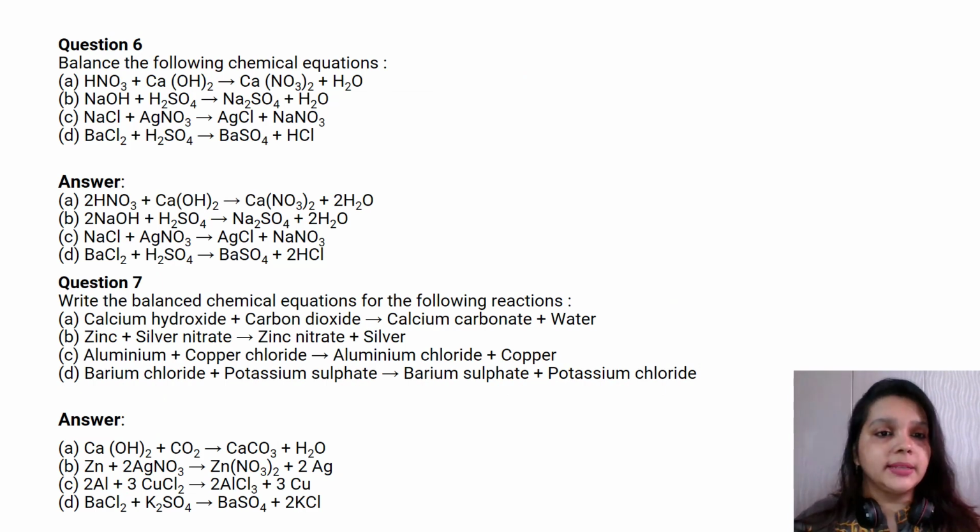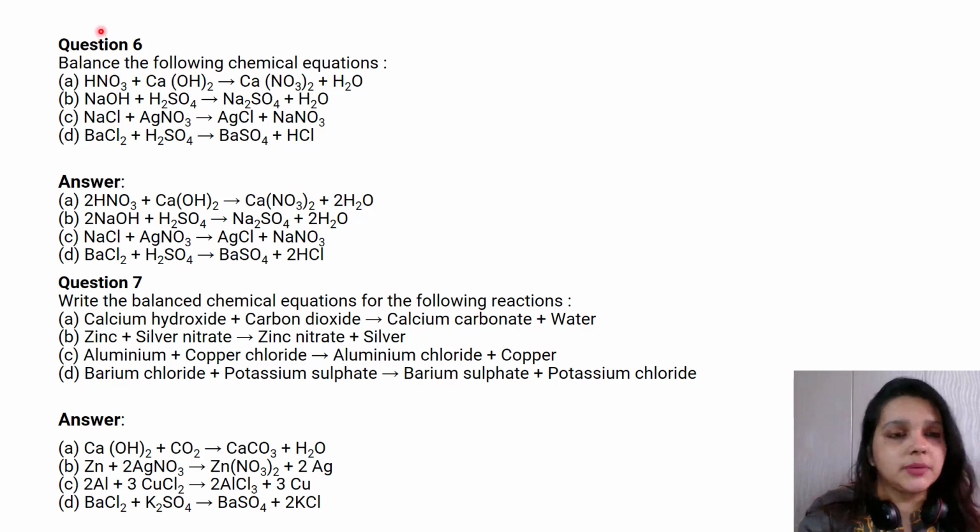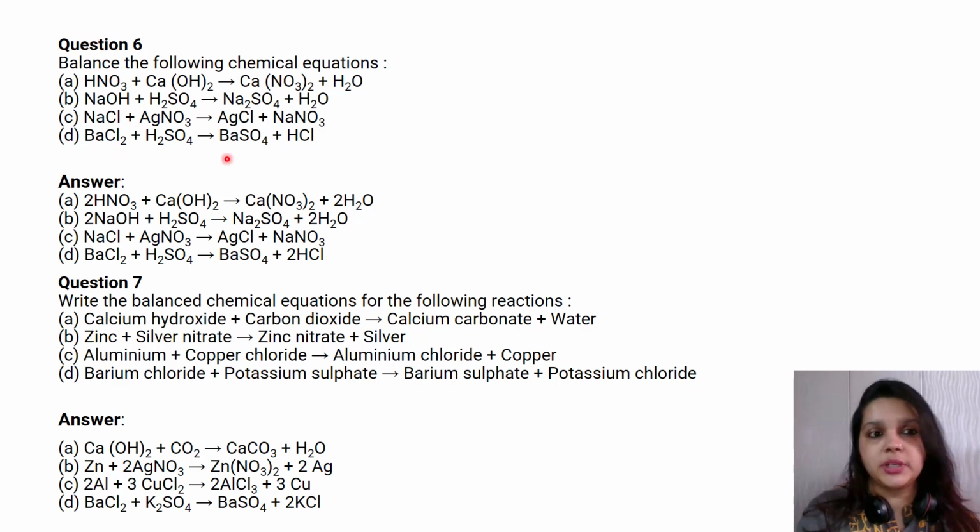Question number 6. Balance the following chemical equations. So again we are going to go back to the balancing part, making an LHS and an RHS, reactants: how many and which ones, and the products: which ones. HNO3 plus Ca(OH)2 gives us Ca(NO3)2 plus H2O. So this is the balanced equation. You can just go through the reactants and the products here.